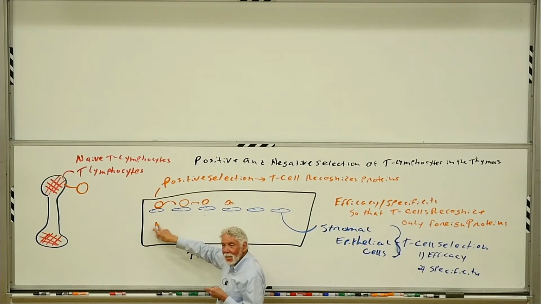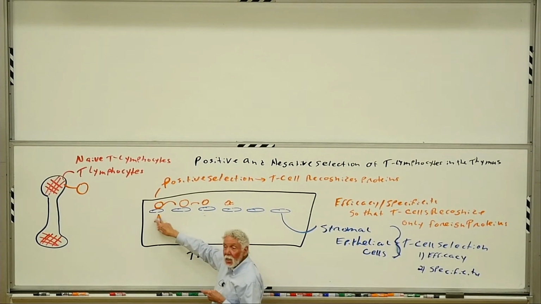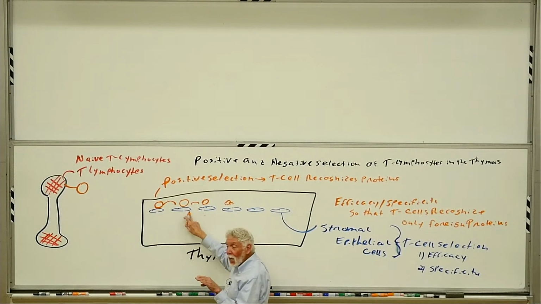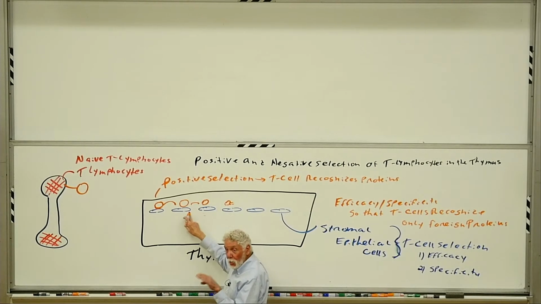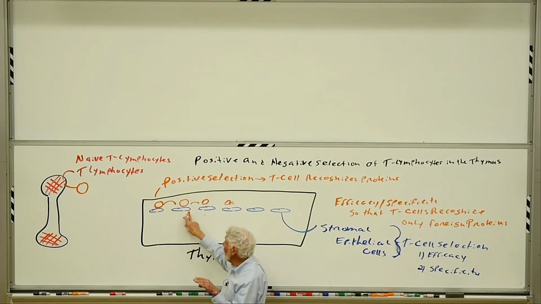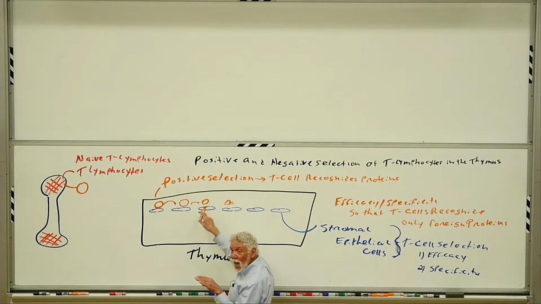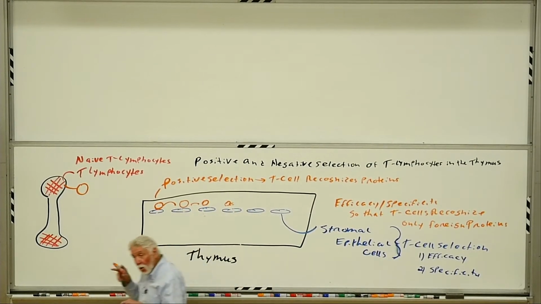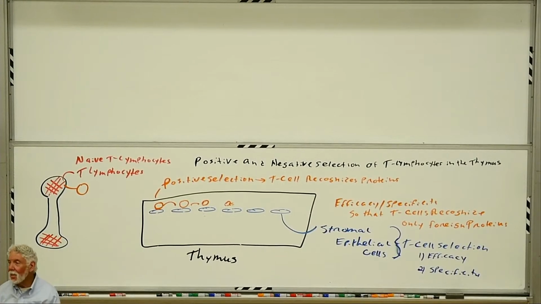Also, it has to recognize the first one. The first one is, are you competent? Are you able to? And then the next one is, okay, you're competent, you're able, but don't be too able. And so then it has to be passed from hand to hand to make sure that it never recognizes any of the proteins that are self-proteins.